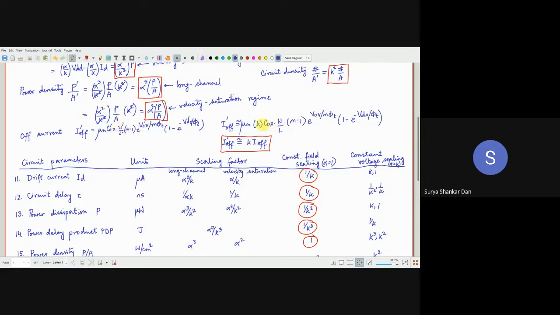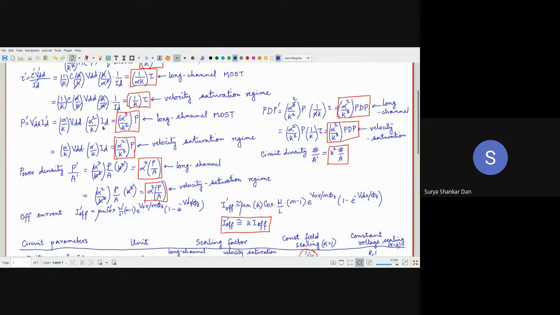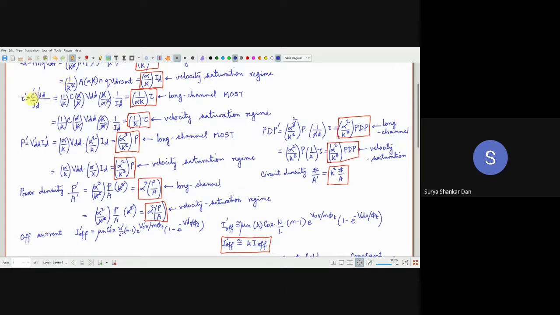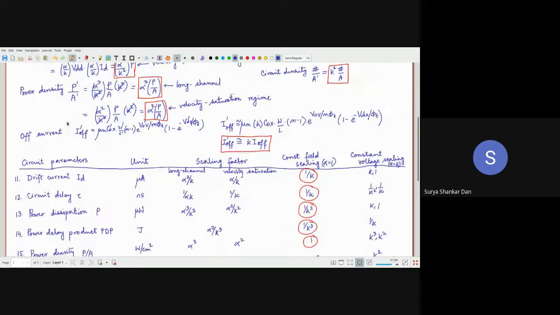Cox scales by K into Cox. Remember, this is capacitance per unit area. Okay, whereas in this case, it was absolute capacitance, that is terminal capacitance. That's why it was 1 upon K. Here, Cox is per unit area, so it was K.